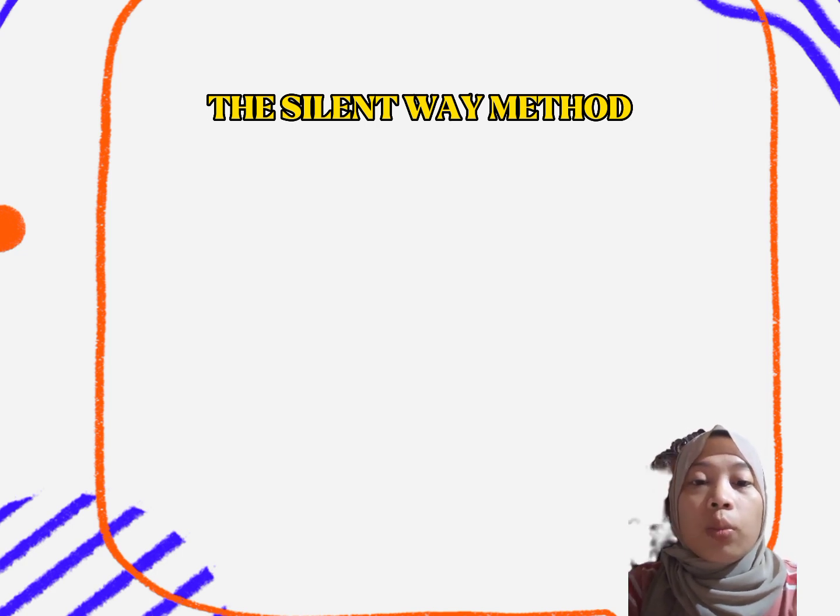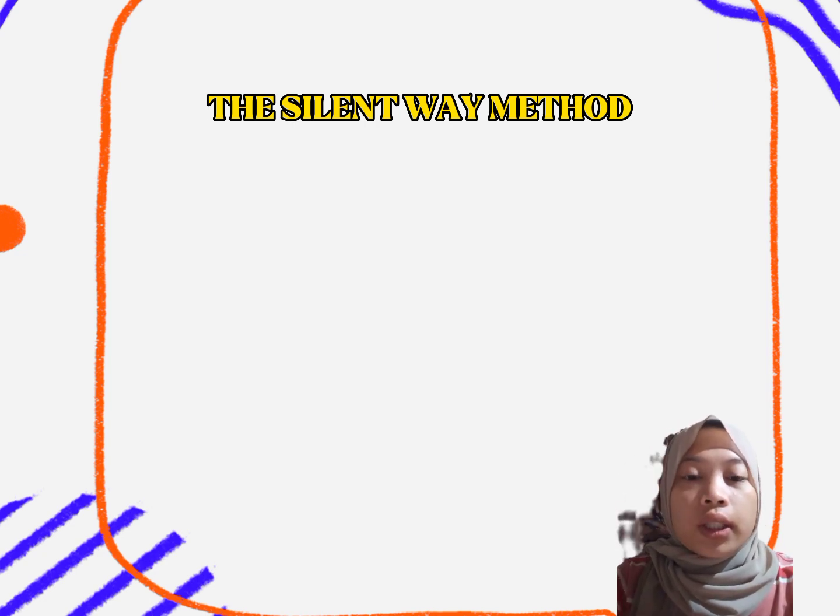Another common technique used in the silent way is called teacher talk. This is when the teacher asks questions or gives brief explanations in English, but does not provide any translation into the target language. So this forces students to listen carefully and try to figure out what is being said.